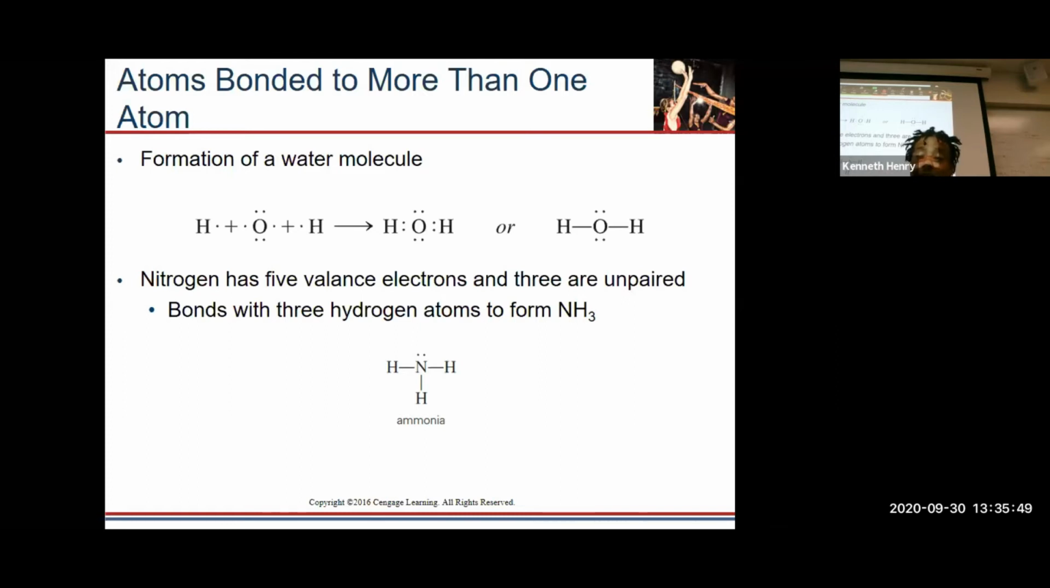And we know that oxygen wants to have its 8. So we're satisfying oxygen's octet. Okay? Simple.